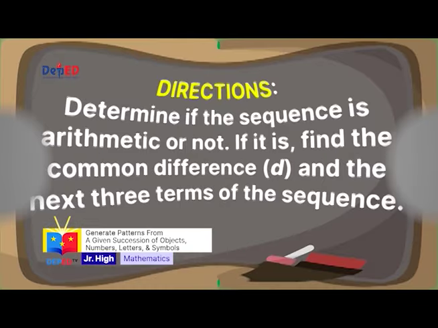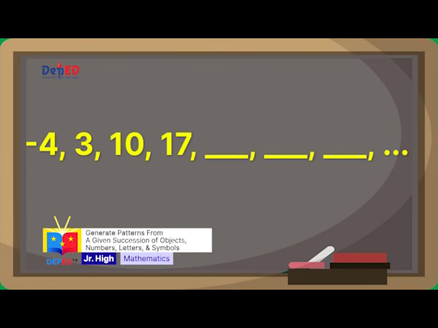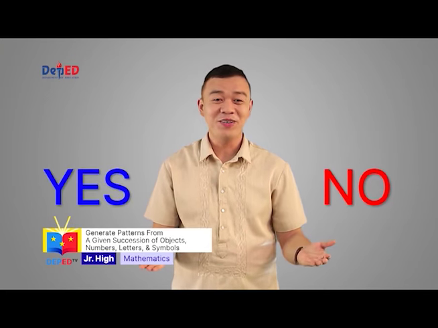From the discussion on arithmetic sequence, solve the problems that follow. Determine if the sequence is arithmetic or not. If it is, find the common difference and the next three terms of the sequence. For the first item: -4, 3, 10, 17. Is this an arithmetic sequence? Yes or no?